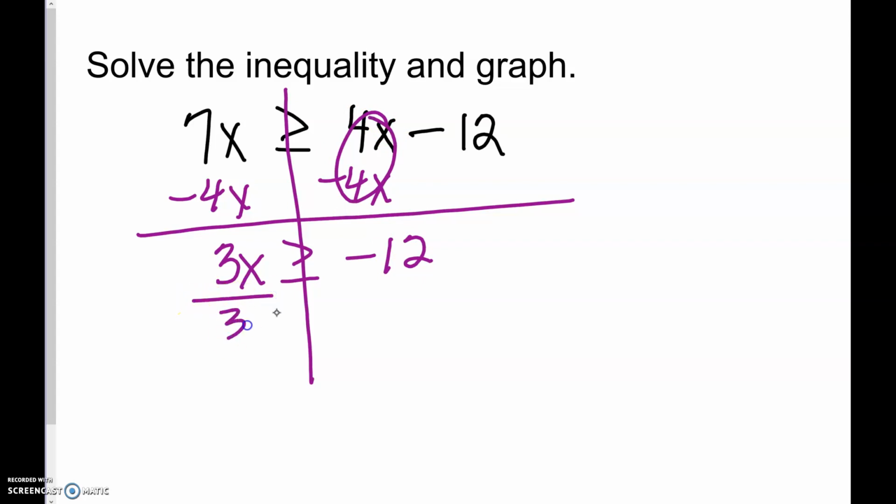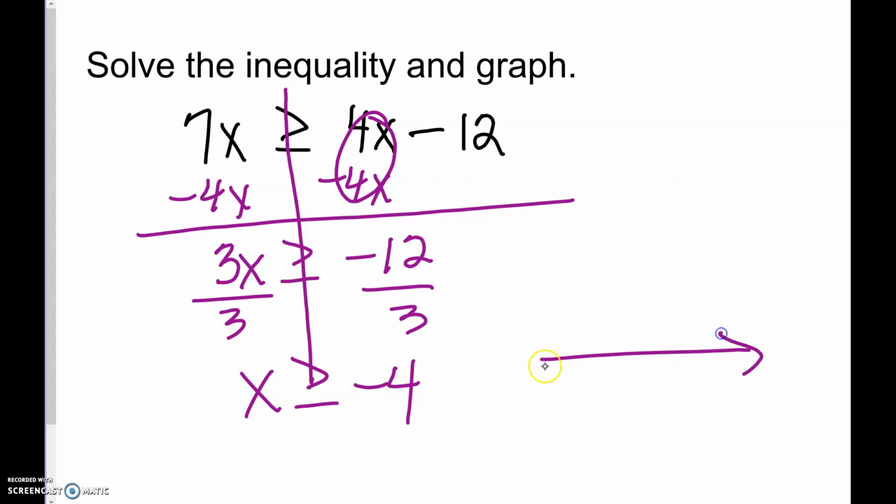Divide both sides by 3. So x is greater than or equal to -4. I did not flip my sign because I divided by a positive 3. So this is greater than or equal to, so I'm going to have a closed circle here at -4, and that says any number is greater than -4, and greater goes to the right.